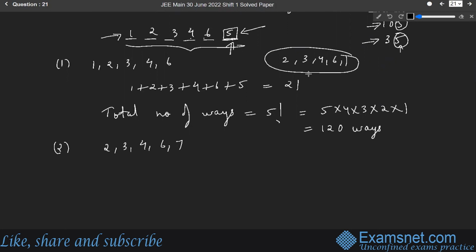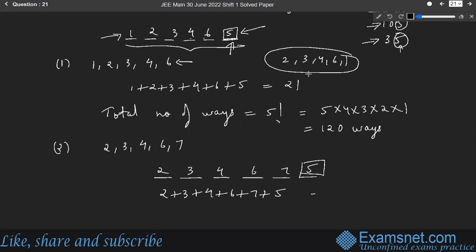See, in the first case, we have not included 7. So now in the second case, we can include 7, right? Now let us check the digits. What will be the digits? It will be 2, 3, 4, 6, 7, and 5. The last digit is fixed. Now let us do the sum: 2 plus 3 plus 4 plus 6 plus 7 plus 5 is equal to 27. Again, 27 is divisible by 3, right?